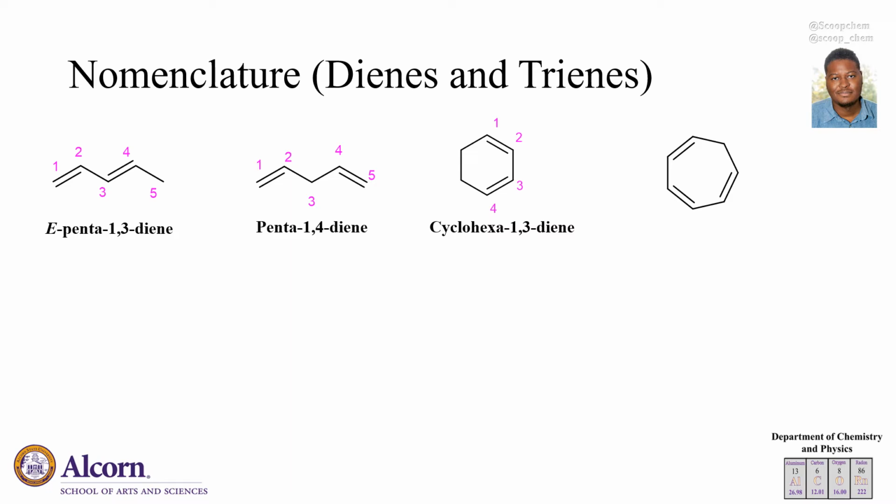If I want to name this molecule, now I have 3 double bonds, so we're going to use the word triene here. I'm going to start 1 again at a pi bond and number accordingly to where I have the lowest possible numbering for all alkenes. The name of this molecule will be cyclohepta-1,3,5-triene.